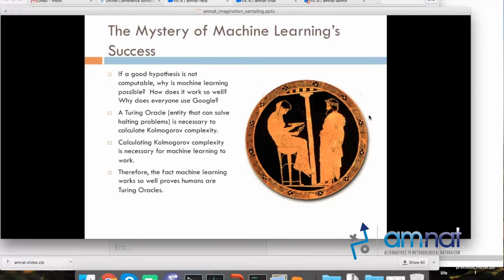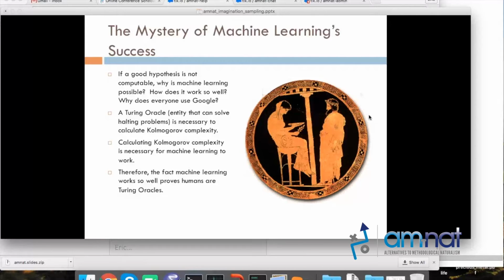Kolmogorov complexity can be calculated, but in order to calculate it, you have to use something that's not computable itself, which is a Turing oracle. There's another famous problem in computer science called the halting problem: to determine for any arbitrary program whether that program halts. This problem is also something a computer cannot solve, and you can prove that too. But if you did happen to have some entity that could solve the halting problem, at least for a certain subset of problems, then you can also calculate the Kolmogorov complexity, at least for a subset of problems as well.